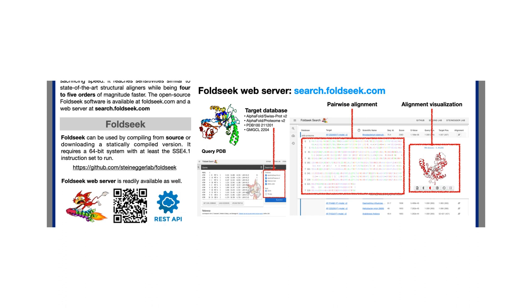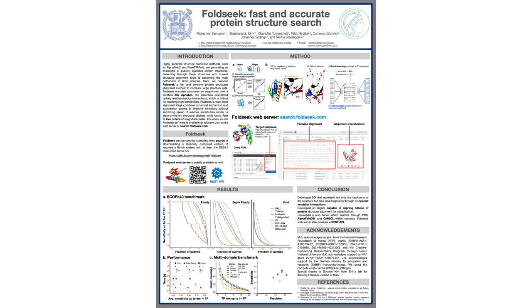We also developed a user-friendly web server that can search through four structure databases: AlphaFold database Proteome and Swiss-Prot, PDB100, and GMGCL, using either the alignment method Foldseek or TM-align. The server takes PDB files as input and returns a list of matched structures, sequence alignments, bit scores, e-values or TM scores, and visualization of three-dimensional structure alignments. The web server also provides a REST API.